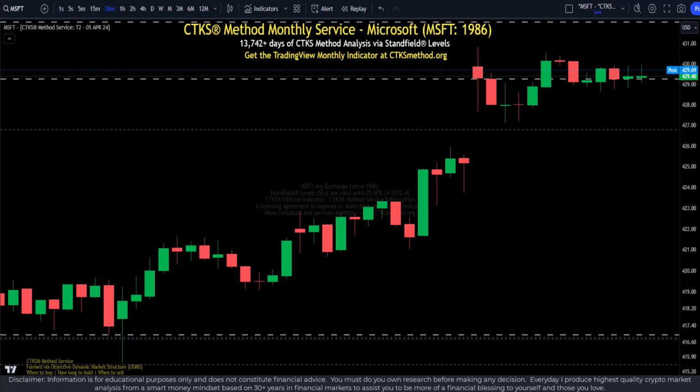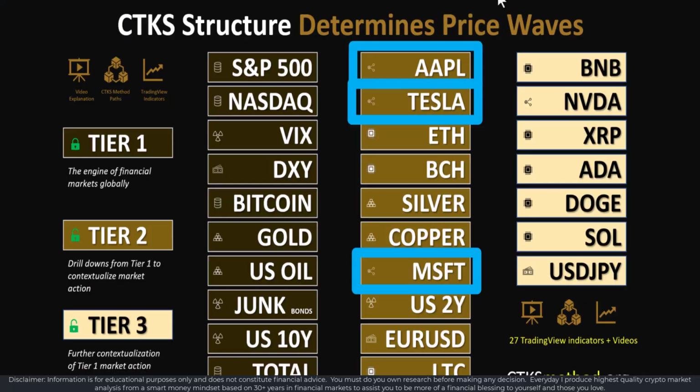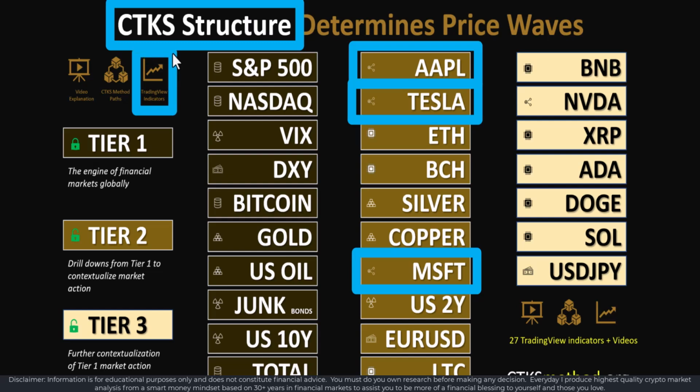We can see that Microsoft has been making its way up to structural overhead resistance, and when it got caught by the sellers here, they flattened out Microsoft's price. That's why it's really important to know where the structure is. We've just gone through the CTKS structural levels, looking at the TradingView indicators on Apple, Tesla, and Microsoft. But let's check out Nvidia, and then we're going to turn and look towards Ethereum.